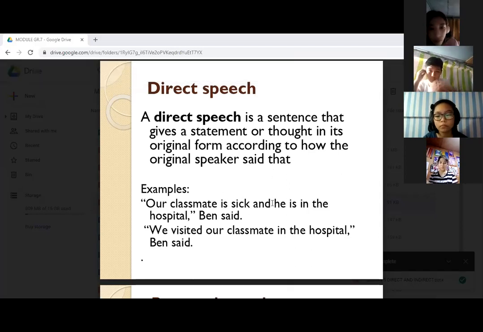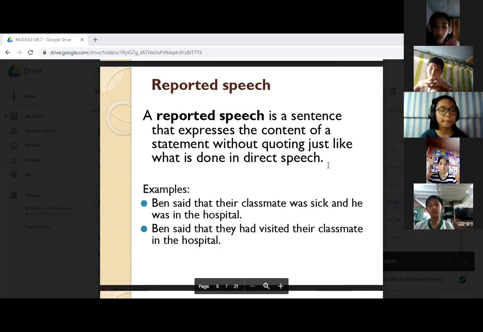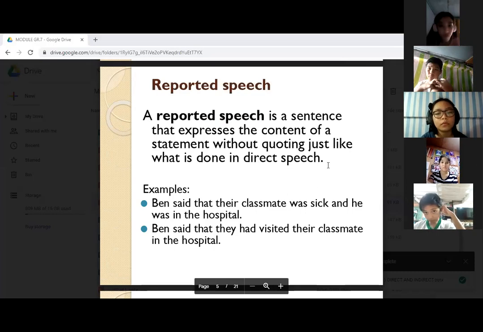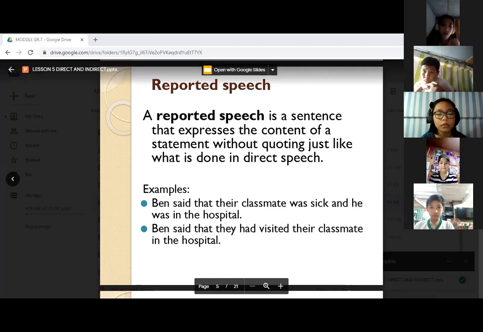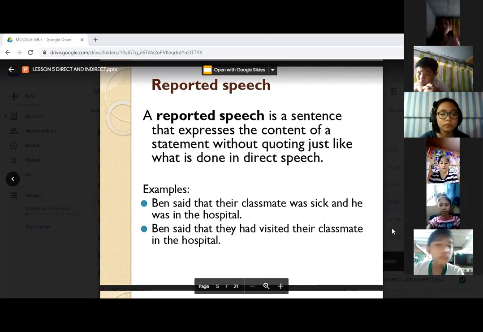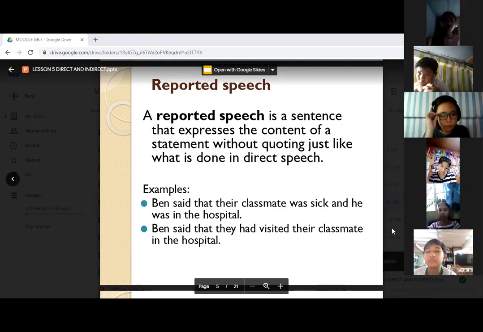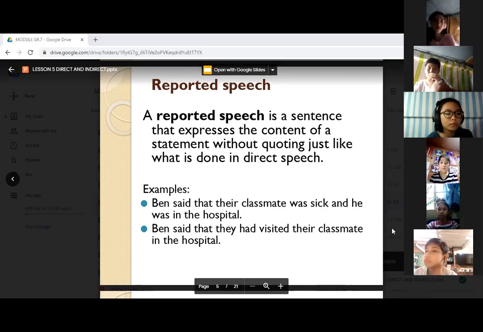Now, how about a reported speech? When we say reported speech, I'm the one who will read. It says here that it is a sentence that expresses the content of the statement without quoting, just like what is done in direct speech. As you notice, class, direct speech and reported speech have the same content. The content means they have the same substance. But the difference is that in reported speech, we don't use quotation mark, because you are not saying the exact dialogue that the person said. What I said, you are telling to others. But what you are telling and what I said are the same. Did you get what I'm trying to say?